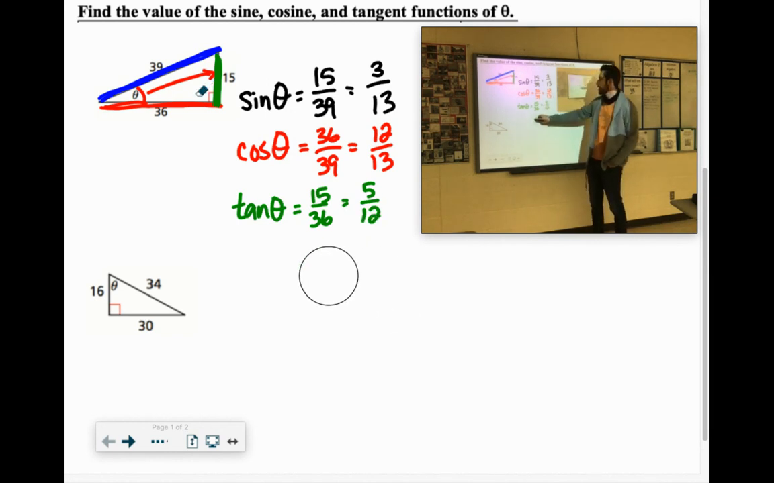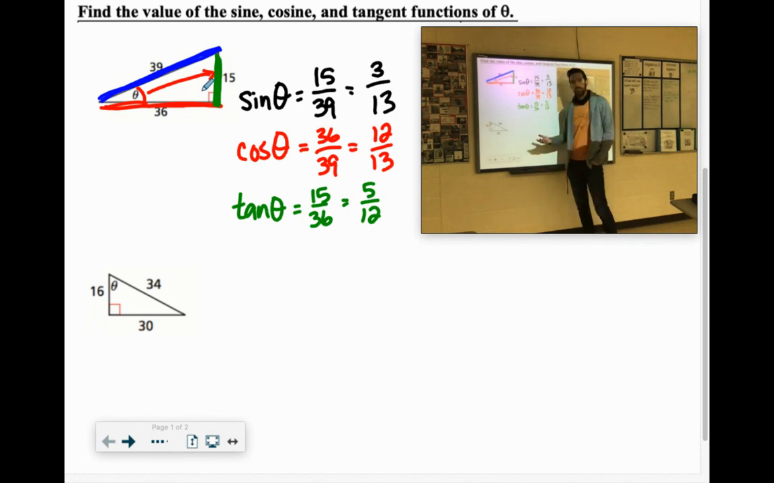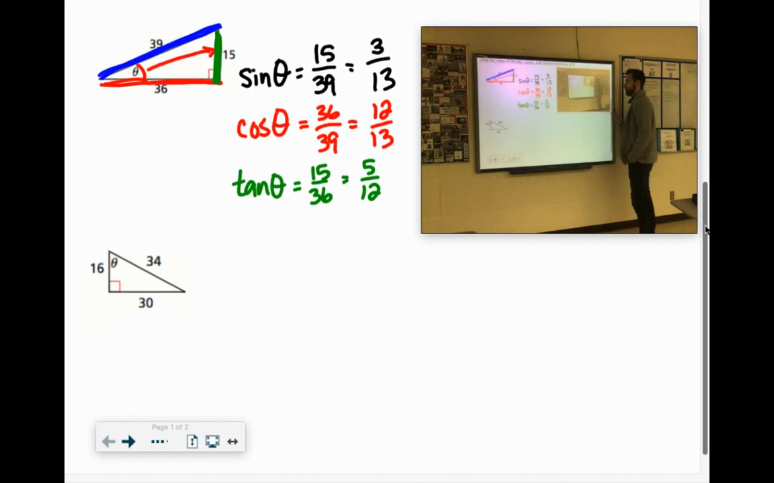Cool. Now you're going to be able to use these ratios and eventually be able to figure out what the angle is. And then you'll be able to figure out every angle and every side of all these triangles just with the trigonometric ratio stuff.